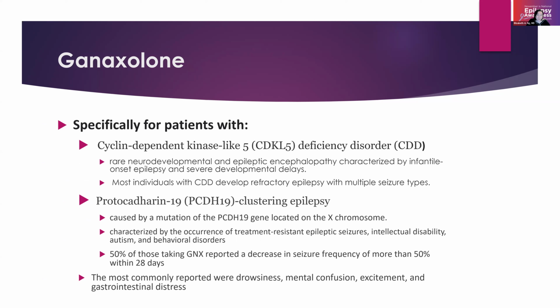And it's also effective in treating PCDH19 clustering epilepsy, which is caused by a mutation of the PCDH19 gene located on the X chromosome. And this is characterized by the occurrence of treatment-resistant epileptic seizures, intellectual disability, autism, and behavior disorder. About half of those taking this medication report a decrease in seizure frequency of more than 50% within 28 days. And the main side effects they've seen were drowsiness, mental confusion, excitement, and GI distress.